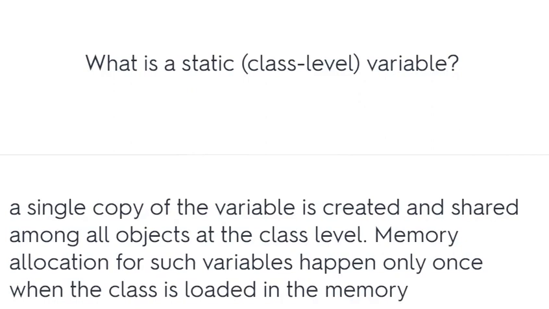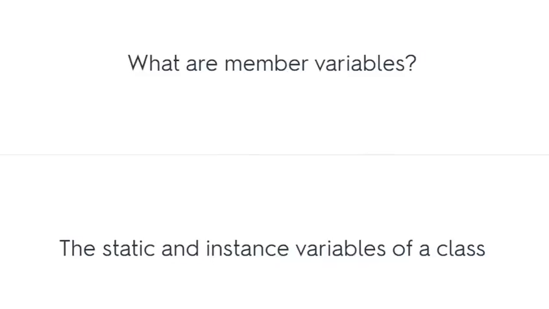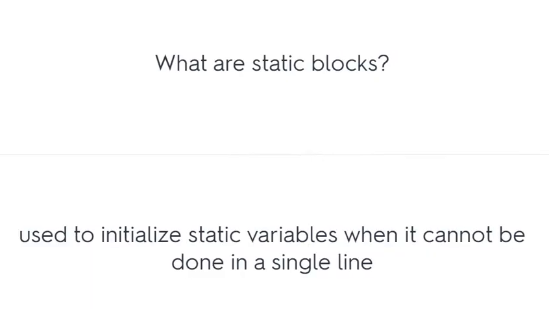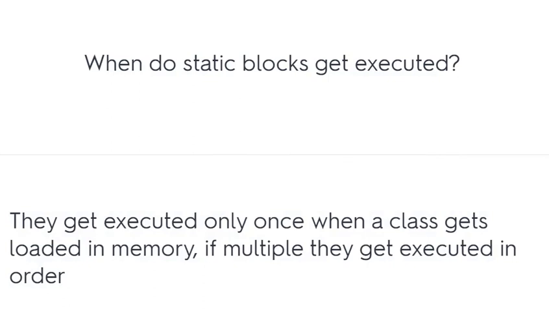What is a static variable? A single copy of the variable is created and shared among all objects at the class level. Memory allocation for such variables happens only once when the class is loaded in the memory. What are member variables? The static and instance variables of a class. What are static blocks? Used to initialize static variables when it cannot be done in a single line. When do static blocks get executed? They get executed only once when a class gets loaded in memory. If multiple, they get executed in order.